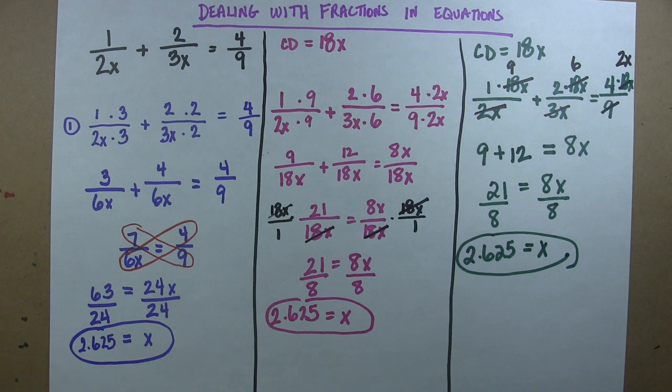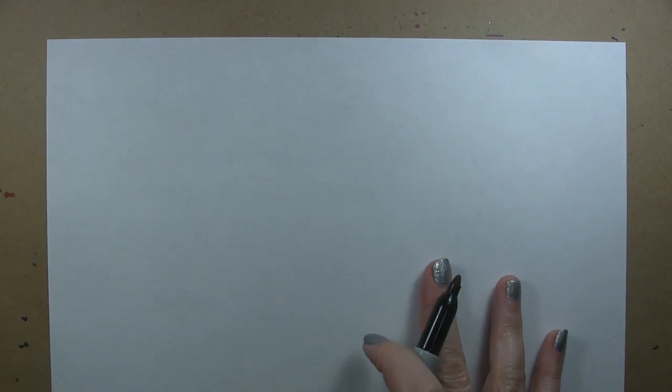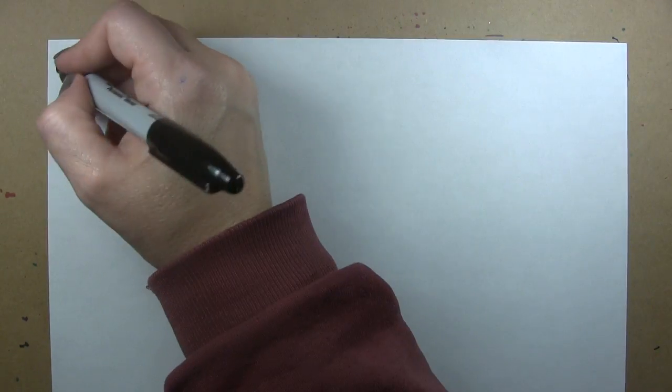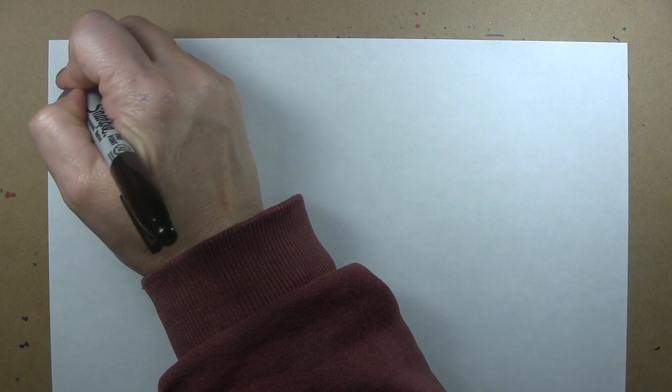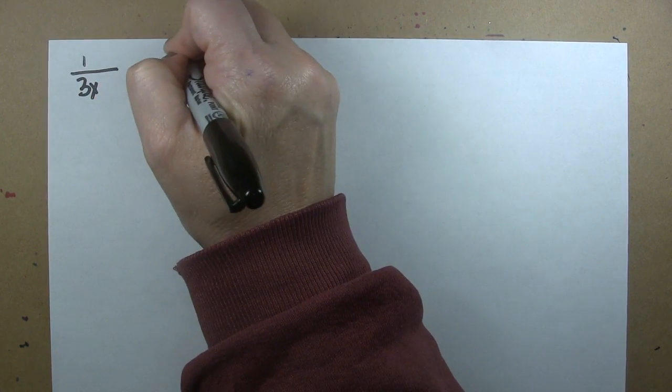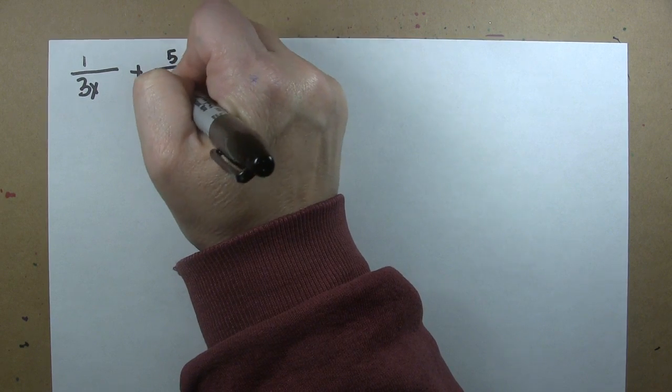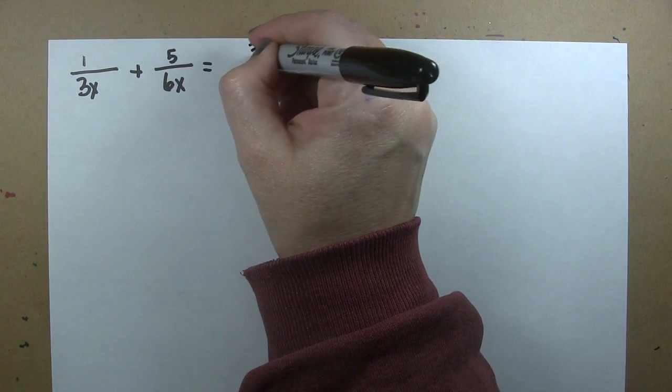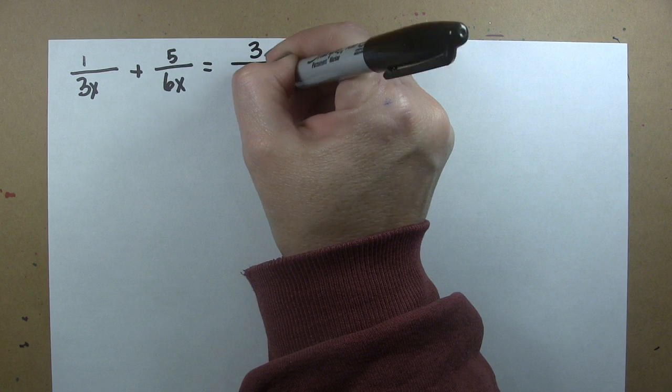All right, we are going to do one more problem, which I know is going to make this video very long and ugly, but I think we need one more example. So let's do it. So in this case, our equation is going to be as follows. It is going to be 1 over 3x plus 5 over 6x equals 3 over 1 minus x.